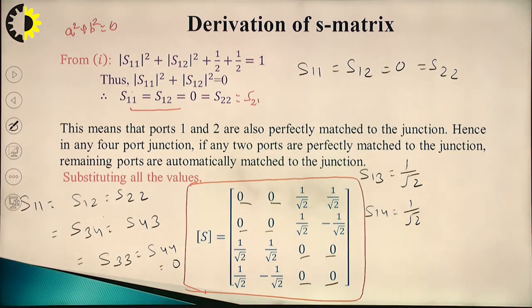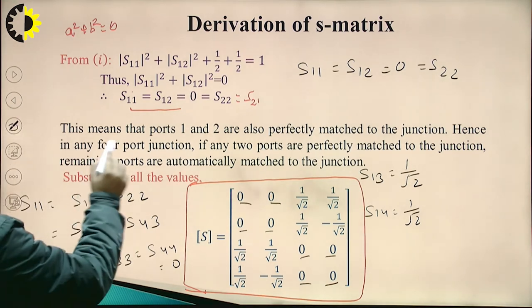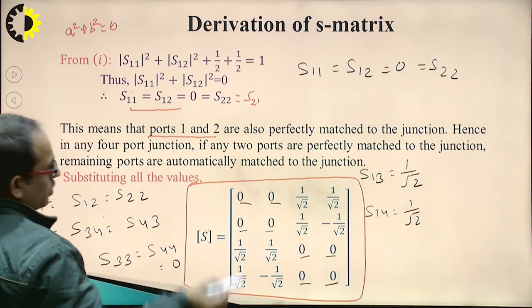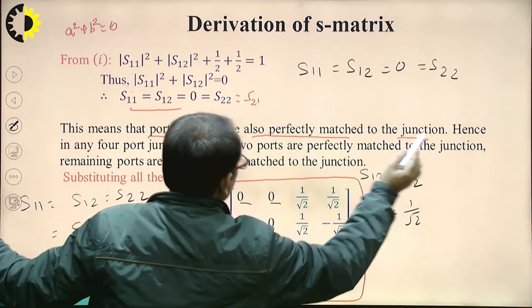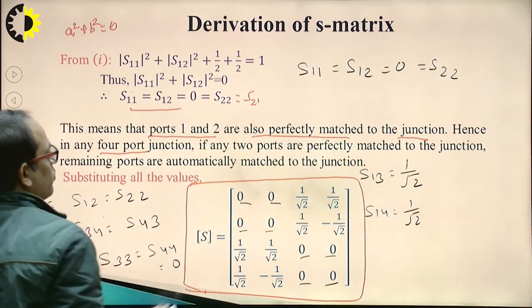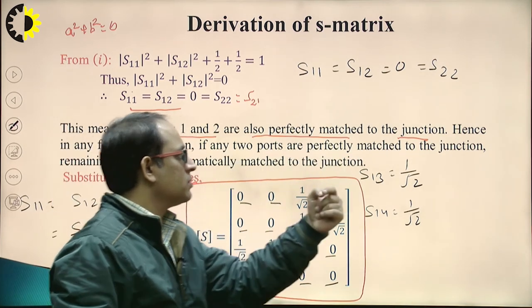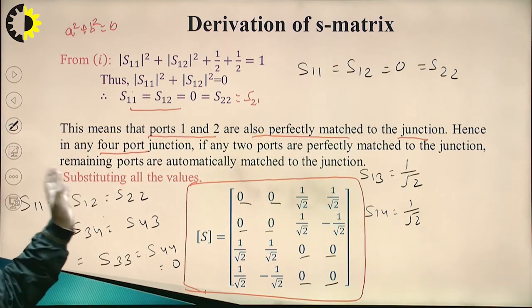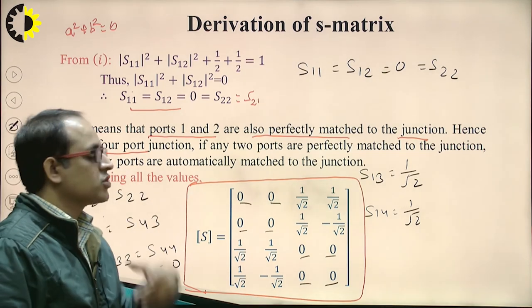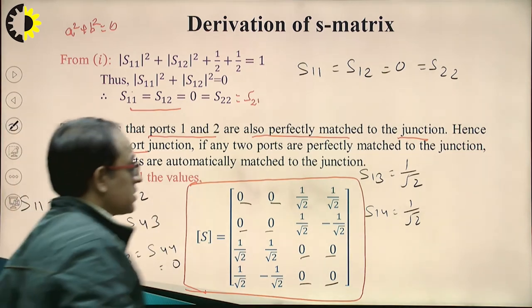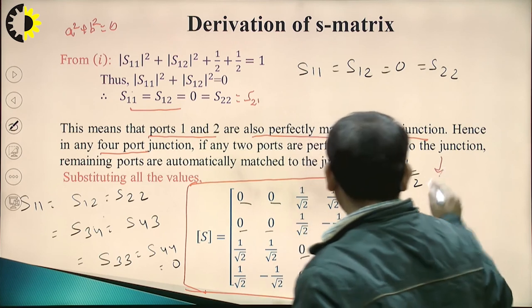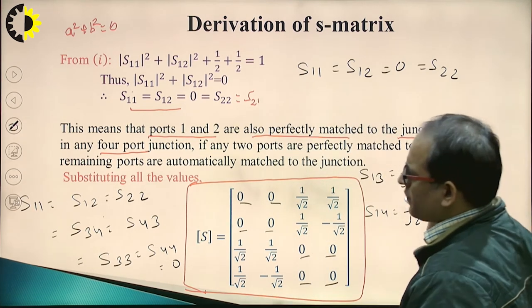And from this you can say that port number 1 and port number 2 are also perfectly matched to the junction. Hence in any 4 port network, if any two ports are perfectly matched to the junction, it means the remaining ports will also automatically match to the junction, and this is the magic, and that's why it is also known as the magic T.